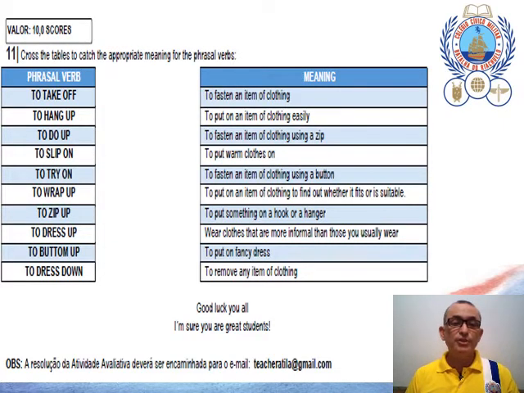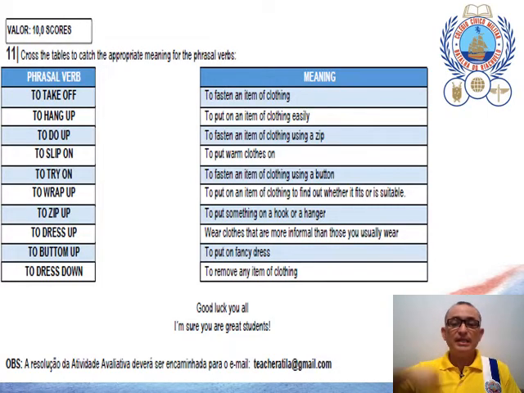Phrasal verbs. To take off. Né? Tire. To hang up. Né? Colocar aqui, ó. To hang up. Ok? To do up. O que seria o to do up? É colocar. Né? To slip on. Slip on é colocar de uma vez. To try on. É como se fosse... Vamos ver como fica. Experimentar. To wrap on é se agasalhar. Se agasalhar, né?